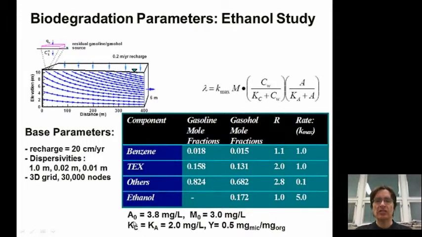For these 2 simulations, the ethanol and no ethanol case, we'll be assuming a background oxygen concentration of about 3.8 milligrams per liter, and there's only oxygen in this case as an electron acceptor, a background microbial population of 3, half utilization rates of 2, and a microbial yield coefficient of 0.5.